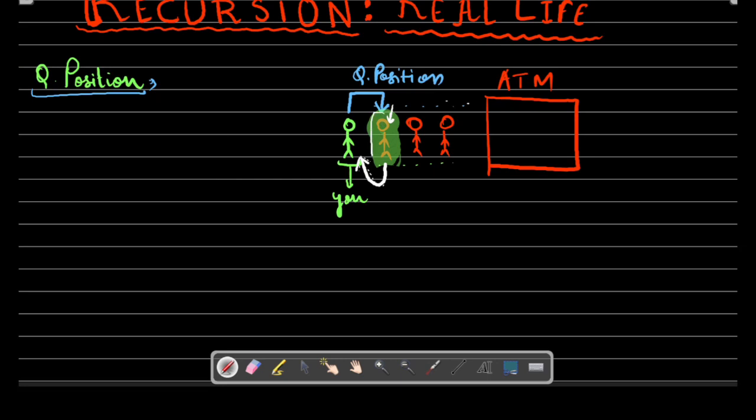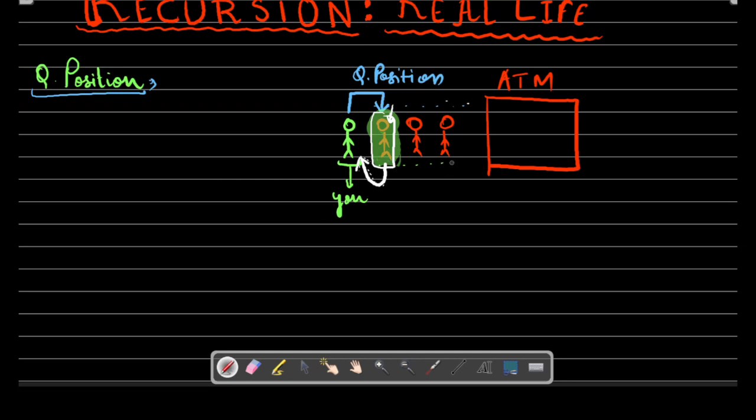You don't care how this second guy is going to calculate his position, right? You don't care about it. Maybe he already knows it, maybe he'll count himself, maybe he'll do something else. You don't care about it. All you care about is that after a certain period of time he will give you back the correct answer.